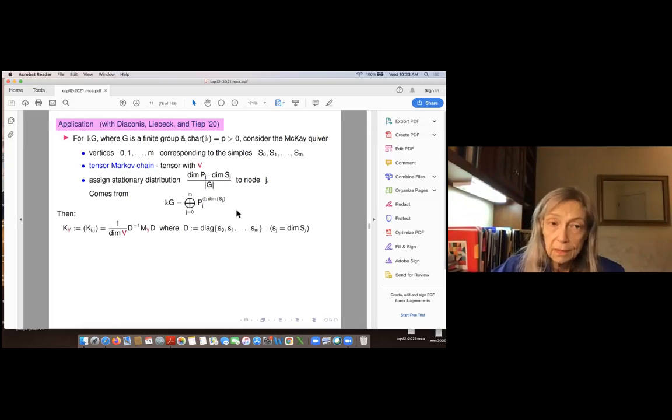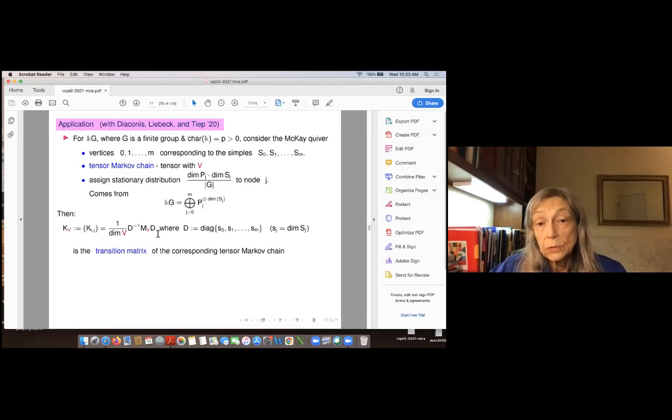So then K_V, the transition matrix, is just going to be this K_ij, which is the dimension of D inverse M_V D. That's the transition matrix of the corresponding Markov chain. It's the chance of moving from S_i to S_j when tensoring with V.